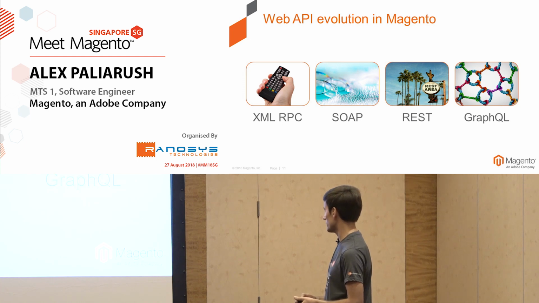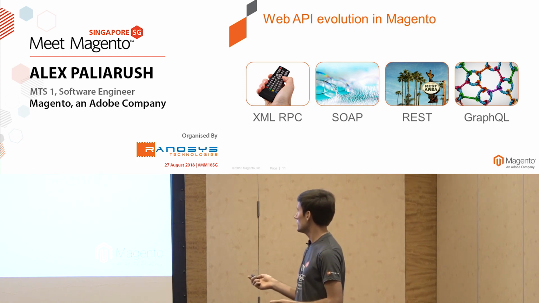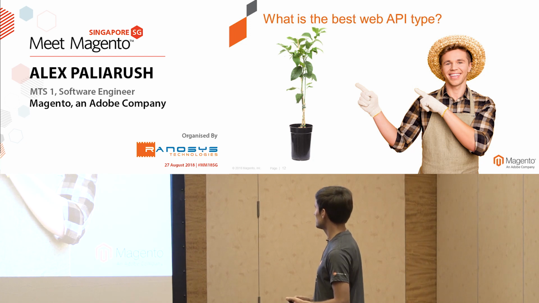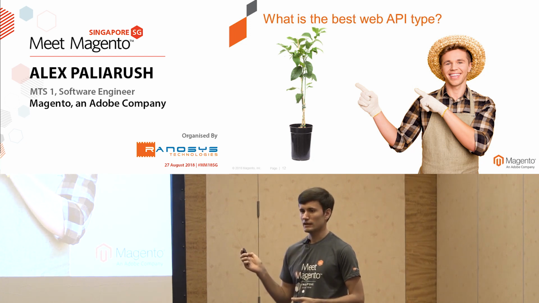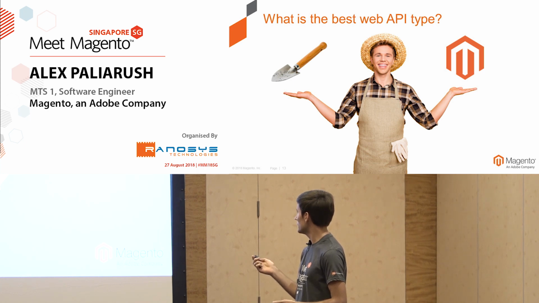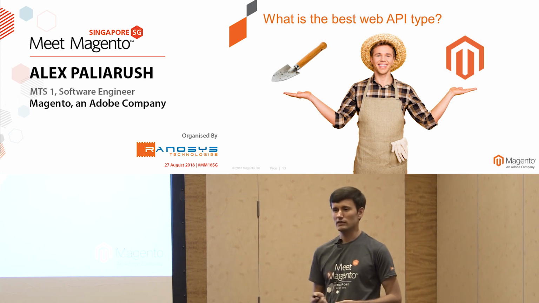And now we're introducing GraphQL. So what is the best web API type out there? Before we answer that question, let's take a look at a seemingly unrelated issue. Let's assume that this guy has a tree, and the question is, what is the best choice in his situation? Is it a shovel or Magento? And the answer actually depends on his scenarios.